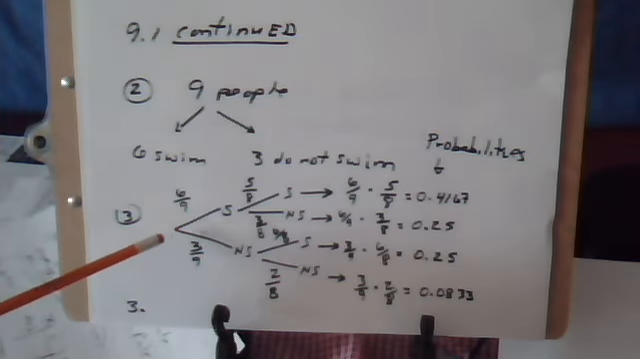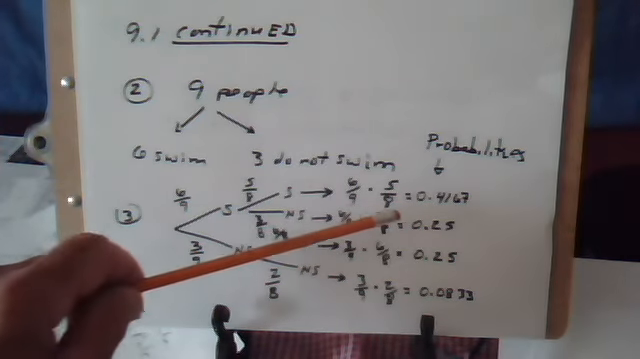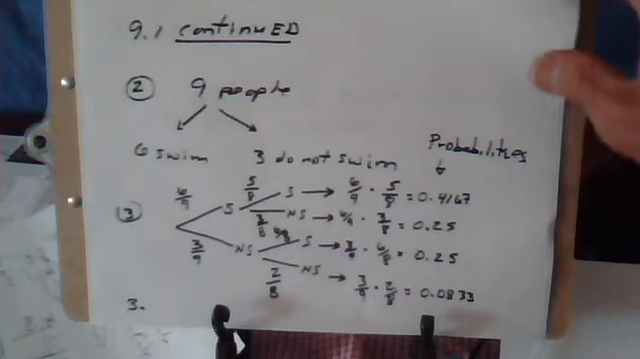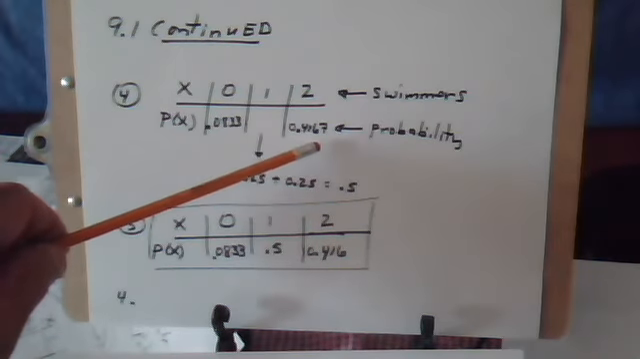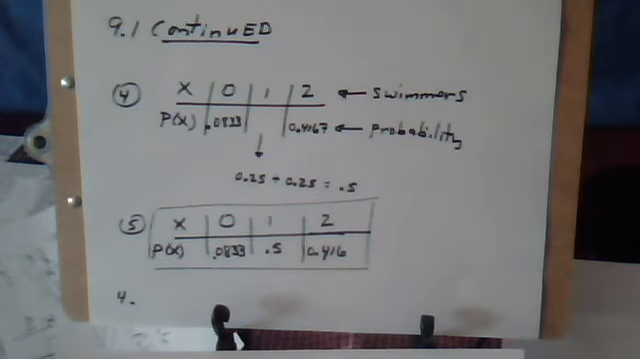For 2 swimmers, you select the route that has the 2 S's, one after the other. That would be this probability, so that goes right here. So here it is. This is your probability distribution for picking a swimmer if there are 2 picks and there's 9 people.